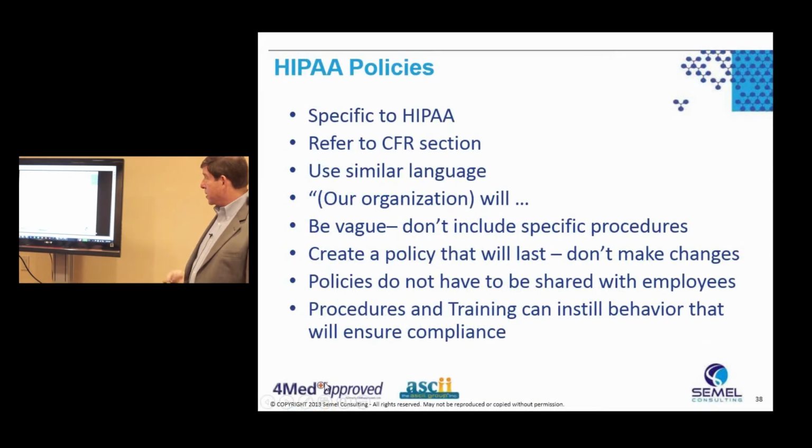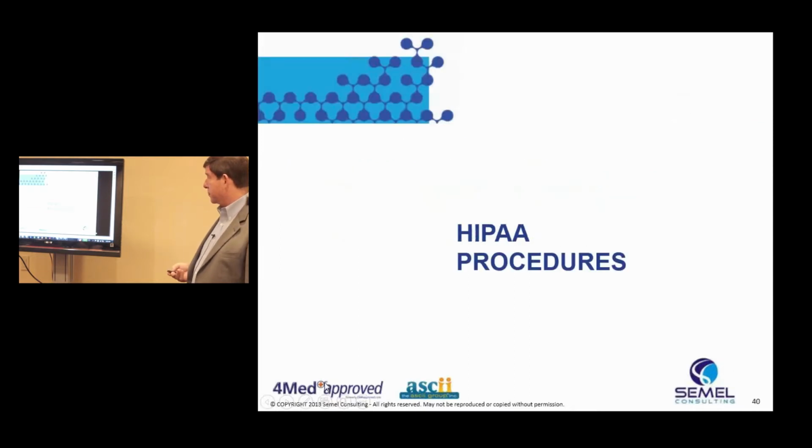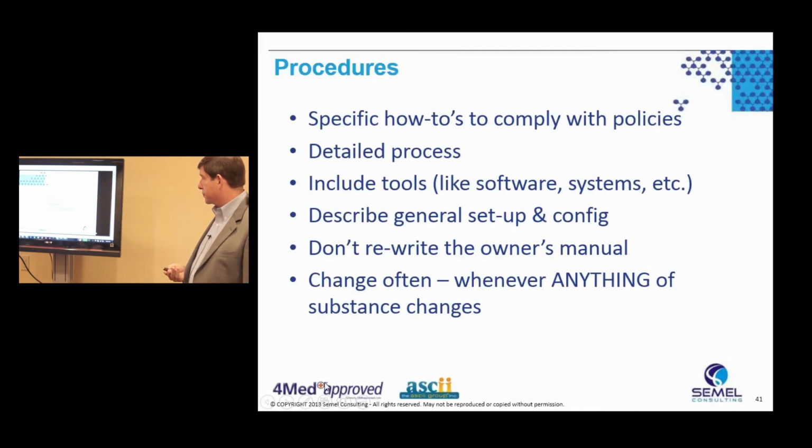And then we have to train people, and we don't tell them what the policy is, we tell them the behavior we expect, which will comply with the policy. So a policy example says, ABC medical practice will implement procedures for guarding against, detecting, and reporting malicious software in accordance with, and that's the HIPAA guideline. That's as simple a policy as you can make, and we don't have to change it if we change a procedure. So now let's talk about procedures.